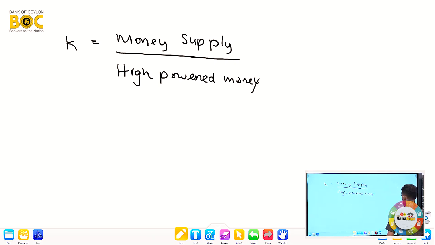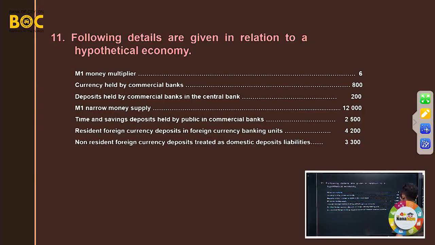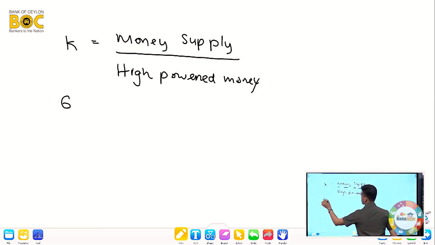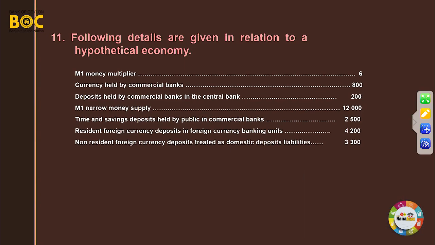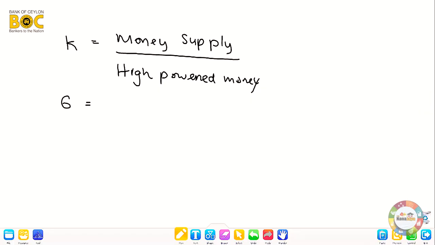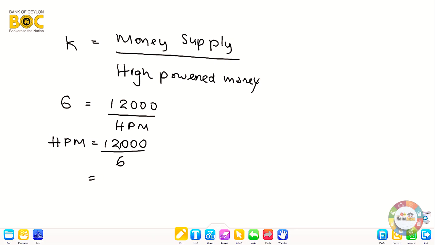Right, so as they have given us the M1 narrow money supply, they have given us the money multiplier as 6. Also they have given us currency held by commercial banks, the deposits held by commercial banks in the central bank, and then M1 narrow money supply is given in this question. The M1 narrow money supply is how much? 12,000. With that, we can calculate the high powered money of the economy. How much? High powered money of the economy is 2000. Like this, we can calculate the high powered money of the economy.